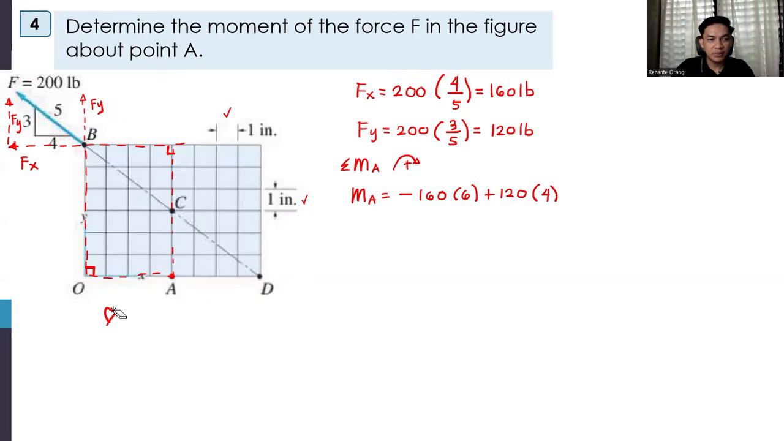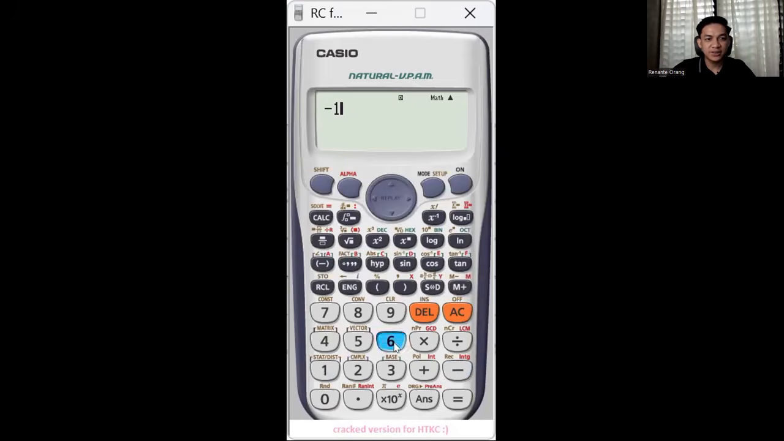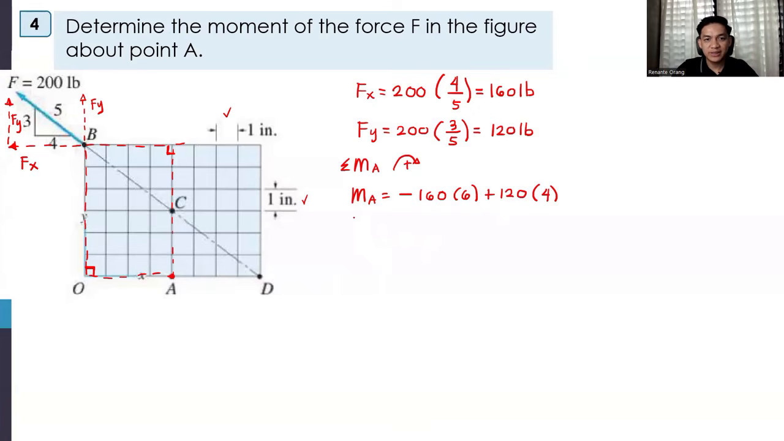So, calculator po natin, we have negative 160 multiplied by 6 plus 120 multiplied by 4 equals negative 480. So, sulat po natin class, moment at point A is equivalent to negative 480 pound inch. So, this will be our final answer. So, dagdagan natin to class. What if yung hinahanap is moment of the force F about point D?